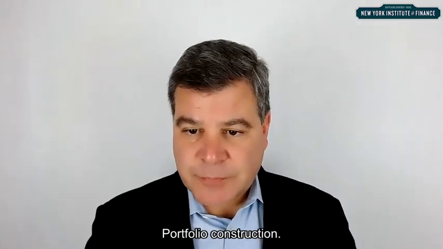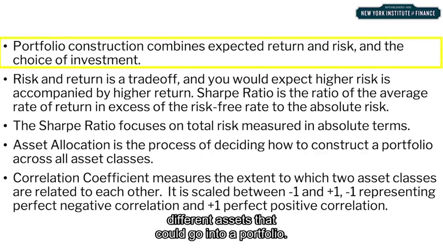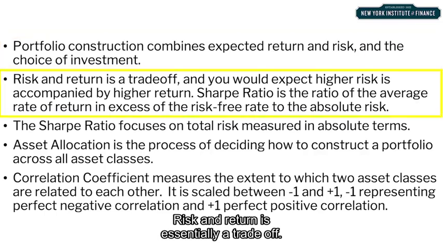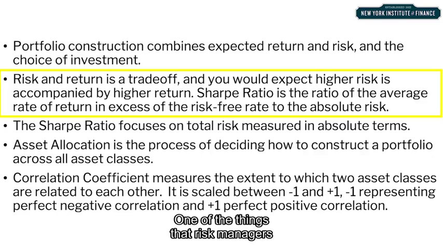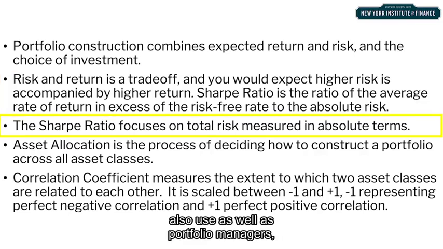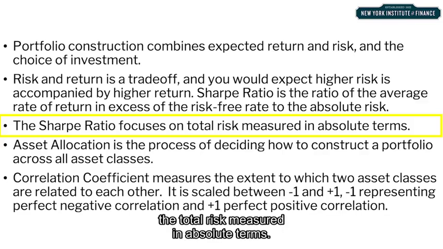Portfolio construction. There are a number of different assets that could go into a portfolio. Risk and return is essentially a trade-off, and the risk management process is a decision-making process. One of the things that risk managers, as well as portfolio managers, use is what's called the Sharpe ratio. The Sharpe ratio focuses on the total risk measured in absolute terms.